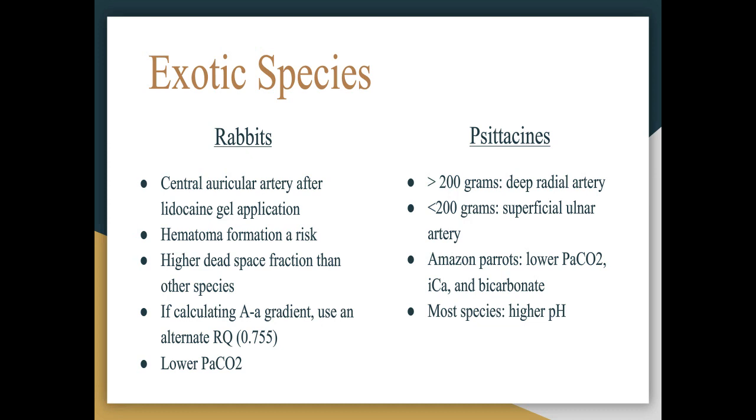If calculating your alveolar arterial gradient, using an alternative respiratory quotient is essential due to rabbits' herbivorous diet, and it's recommended using an RQ of 0.755. A lower arterial partial pressure of CO2 was noted for rabbits in this study than for other species.